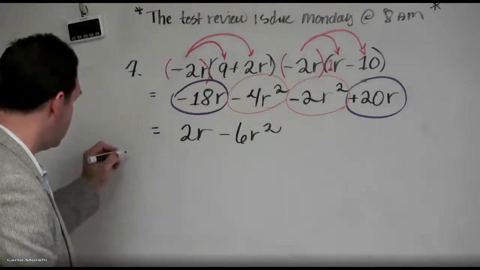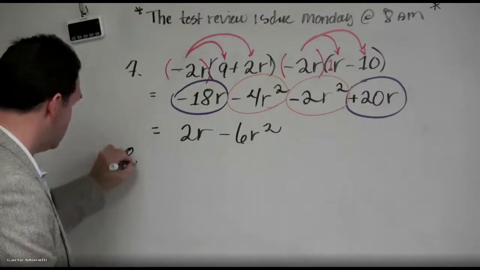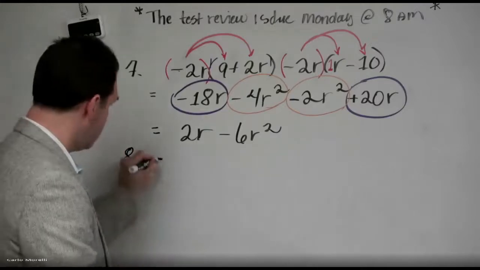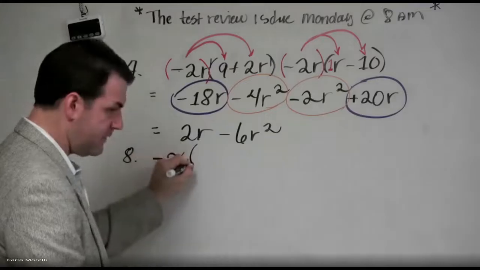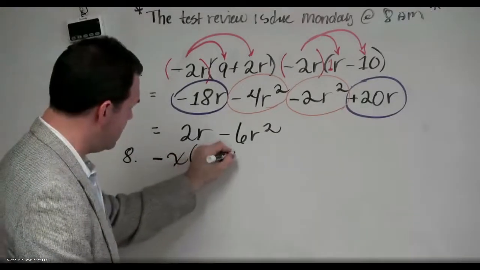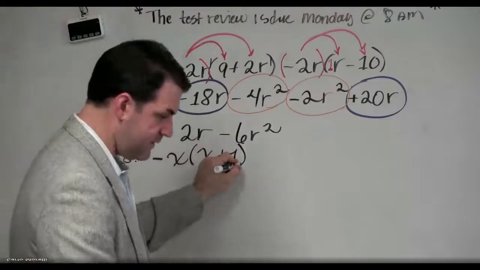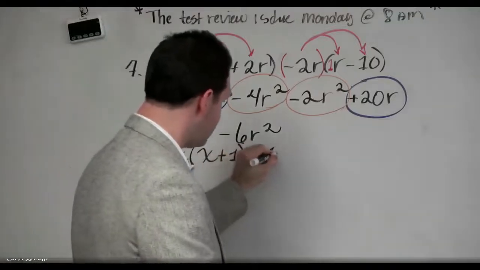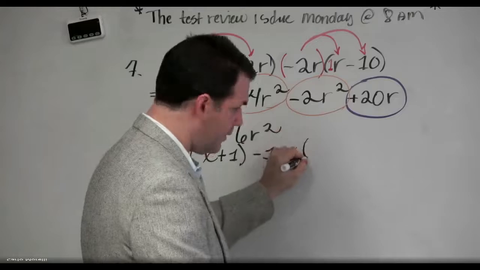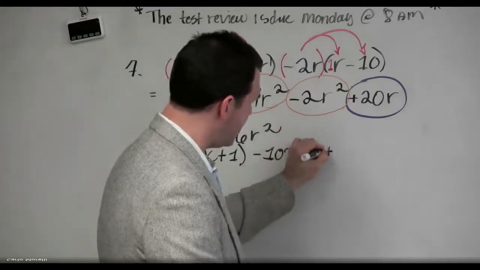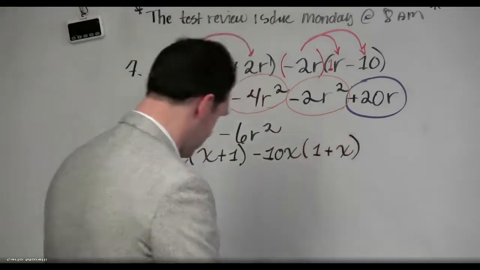See if I can fit 8 here. Negative x, open parentheses, x plus 1, close parentheses, minus 10x, open parentheses, 1 plus x, close parentheses.